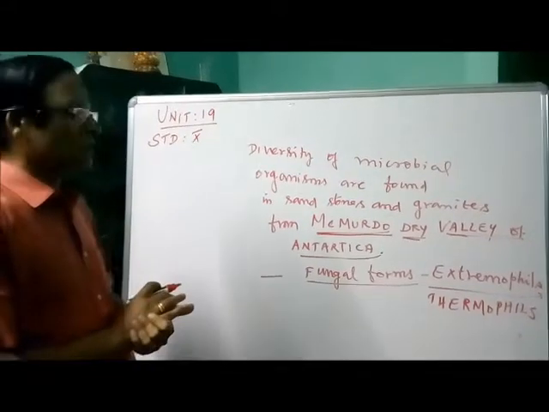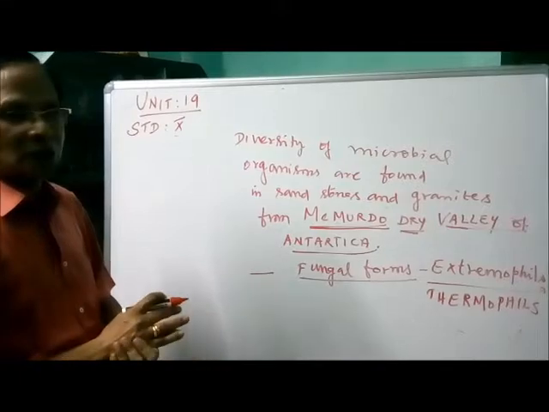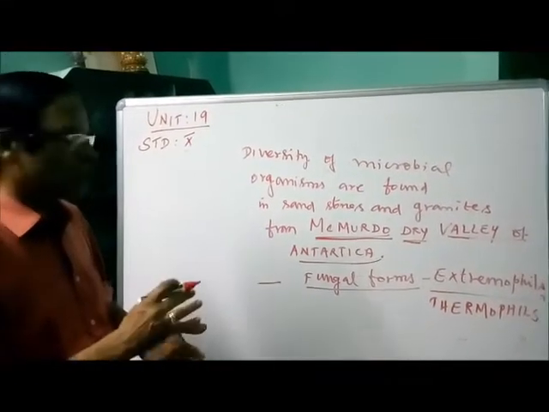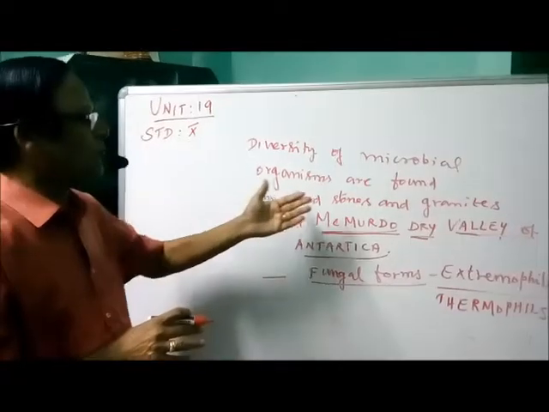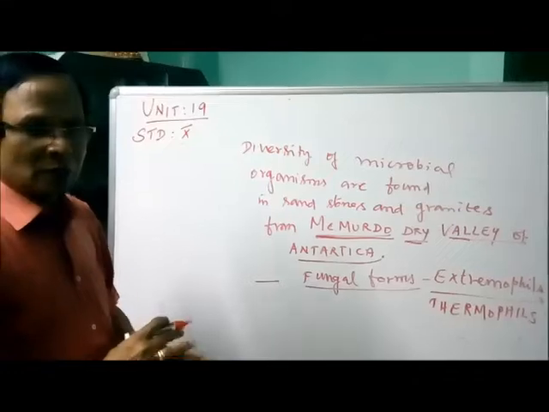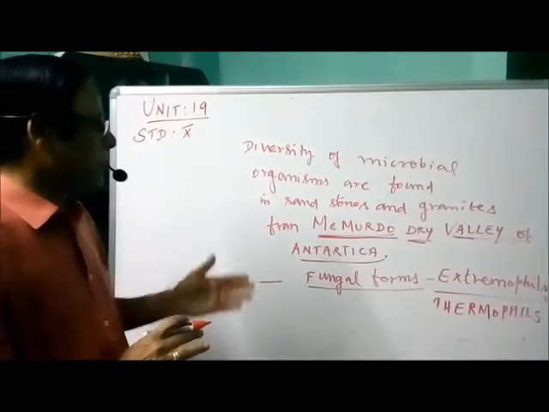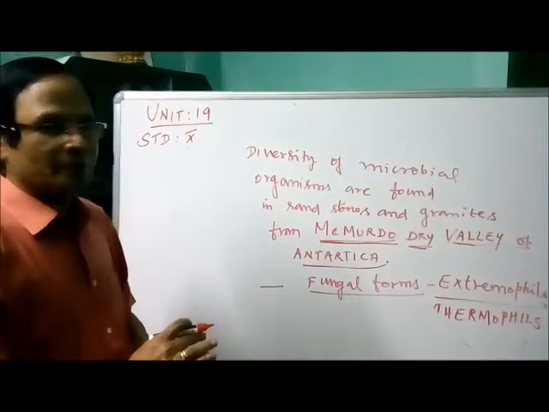So this is also an example showing that in different environmental conditions, in different parts other than the normal living places, we have a diversity of microorganisms. This is the last part of the lesson. So I conclude the lesson on the origin and evolution of life.